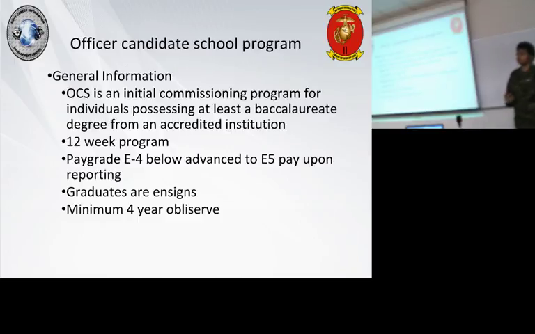All right, if I start talking too fast, let me know. So for Officer Candidate School, OCS is just your initial commissioning program where you must already have your bachelor's degree. You'll go through a 12-week program. If you're E4 and below, you get automatically advanced to E5, and you'll get E5 pay and benefits while you're there. You'll graduate as an ensign, and you give the Navy 4 years back. So OCS is a little bit different because you have to have your degree before you go to OCS.